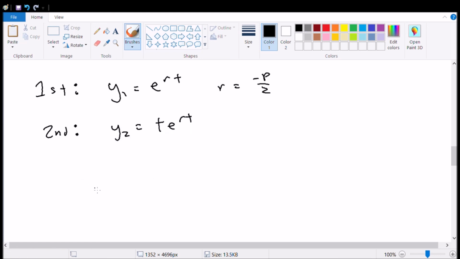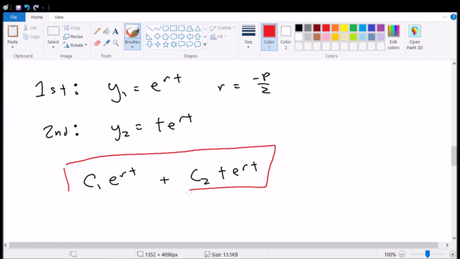So therefore, our general solution is going to be c1 e to the rt plus c2 t e to the rt. And this r is also negative p over 2. So this is the general solution for case 3. And like I said, I could take the Wronskian and prove to you that it is the general solution, but I am not going to do that, and hope that you will trust me when I say that it is a general solution.